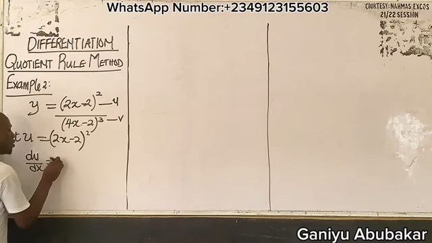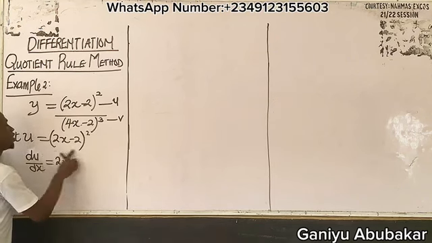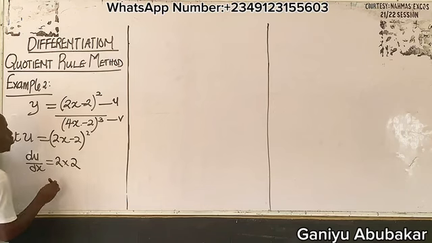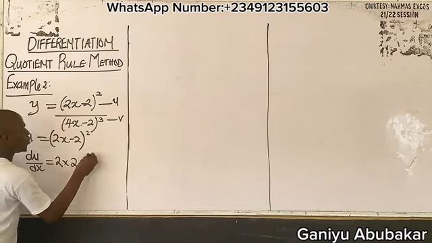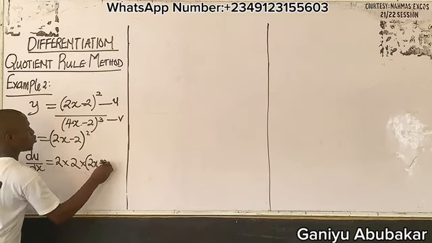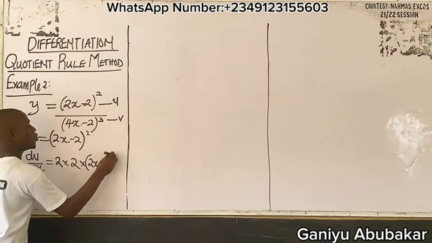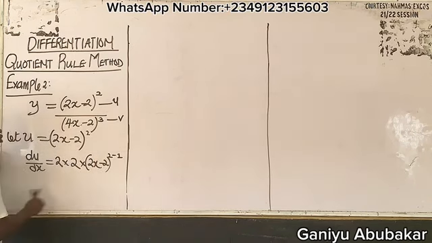Write out the power, differentiate the term in brackets, that's 2. Repeat the question, 2x minus 2 all to power 2, then subtract 1 from the power. This is the chain rule shortcut. Very important, please. I'll drop the link to the chain rule shortcut video in the description.